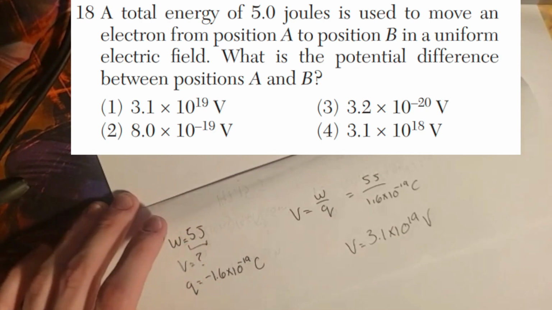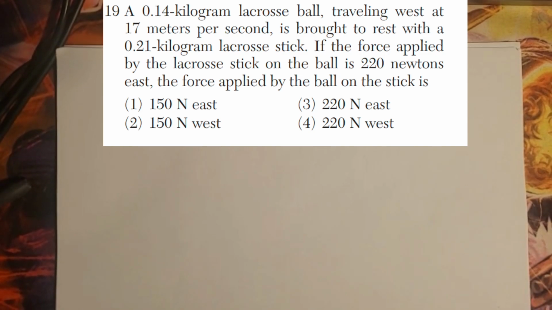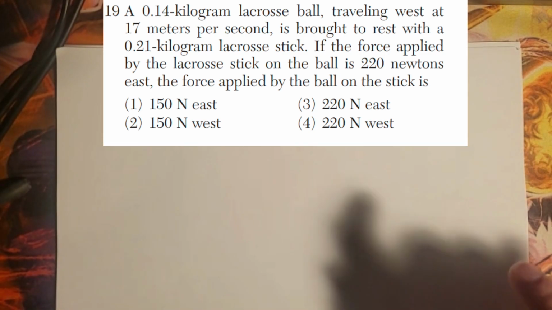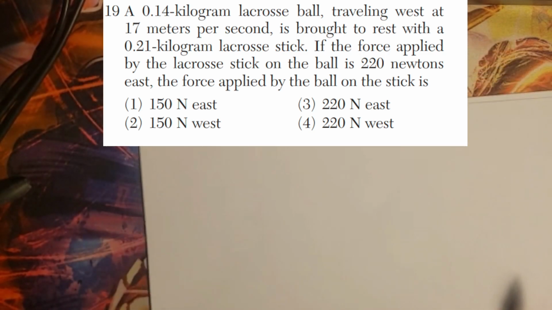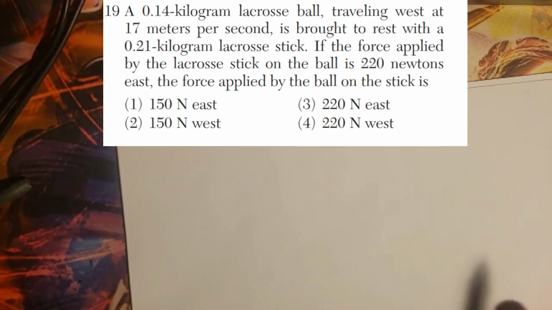So option 1. Okay, a 0.14 kilogram lacrosse ball traveling west at 17 meters per second is brought to rest with a 0.21 kilogram lacrosse stick. If the force applied by the lacrosse stick on the ball is 220 newtons east, the force applied by the ball on the stick is blank.